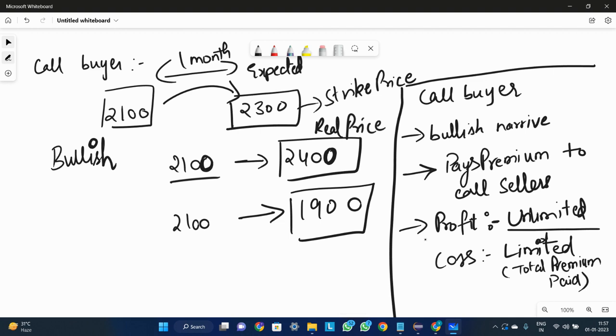So this call seller believes that the market will go sideways or it is going to go down. That's one of the main reasons why he is selling his call option, and the call buyer is buying it because he believes that the market will be going only upwards. That's as simple as that. His profit is unlimited, his loss is limited. That is equal to the total premium paid. That's as simple as that, right?